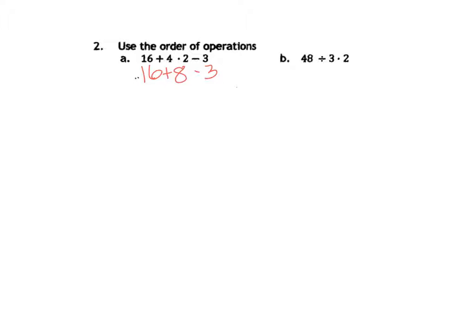Now I've got an addition sign and a subtraction sign. Go from left to right. So start on the left at the 16 and just do the math going to the right. Okay, 16 plus 8, 24. Bring down the minus 3. What's 24 take away 3? 21. That's my answer to number 2.